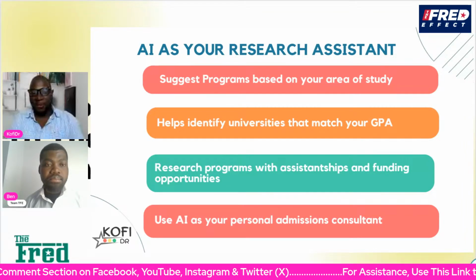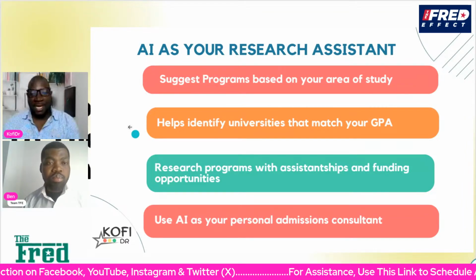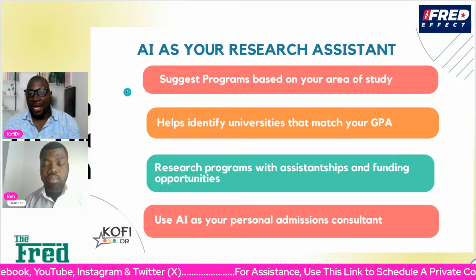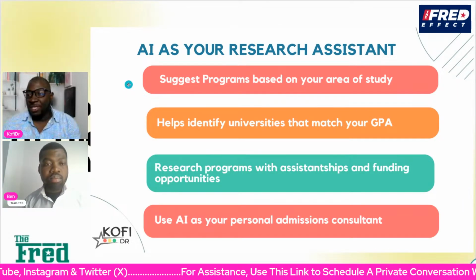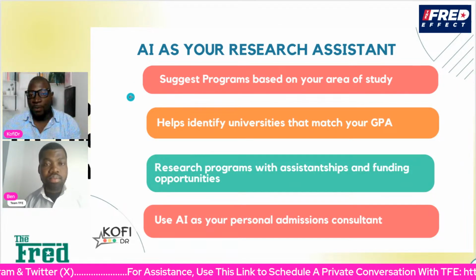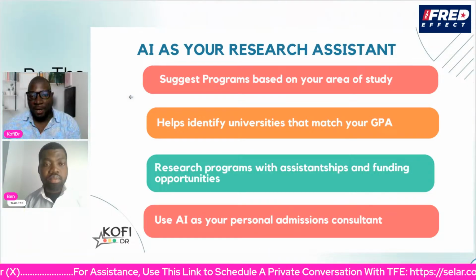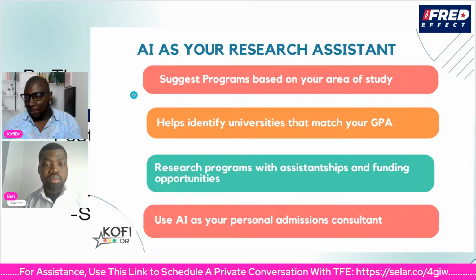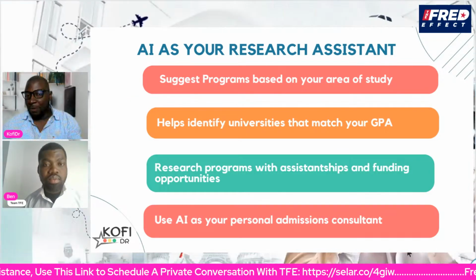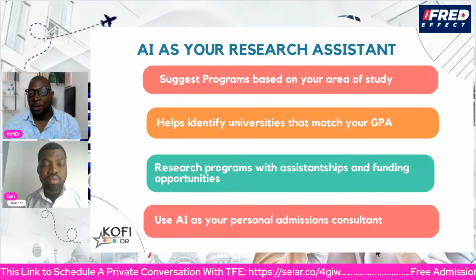So without wasting much time, I will go in as to some of the things you can use AI for. So first, I will say you can use AI as your own personal research assistant. When I say that, what do I mean? You can use AI to suggest programs for you based on your area of study.